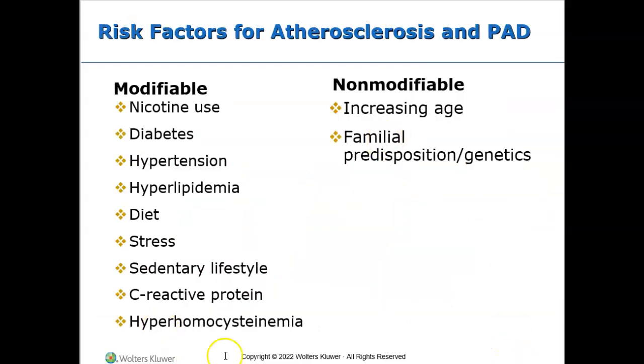On this sheet, you have your modifiable and your non-modifiable risk factors. So don't smoke, control your blood sugar, control your high blood pressure, control your cholesterol. Eat a heart-healthy diet, reduce the stress, exercise, keep an eye on your C-reactive protein, which shows inflammation in the body, and hyperhomocystinemia. Homocysteine is a chemical.